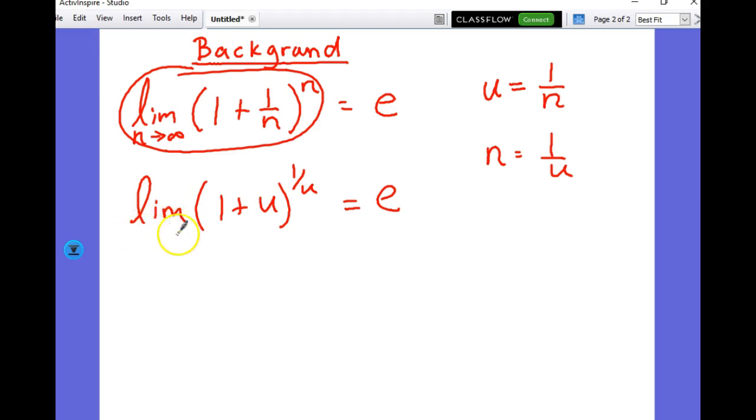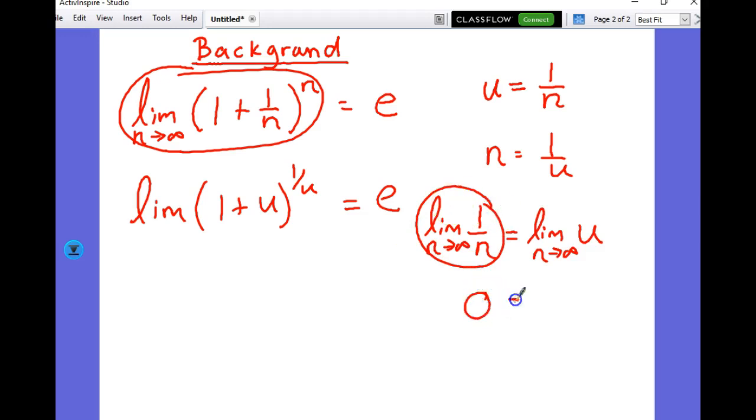You'll notice that I didn't put in what it's approaching over here because we also need to do something with that. Since I'm changing it to u, we also need to know what u is approaching. Well, if 1 over n is equal to u, then if I take the limit as n approaches infinity on both sides, I end up with the following thing. We know from calculus that this equals 0. So the limit of u as n approaches infinity is 0. And what that means is that as n is approaching infinity, that's the same thing as u approaching 0.